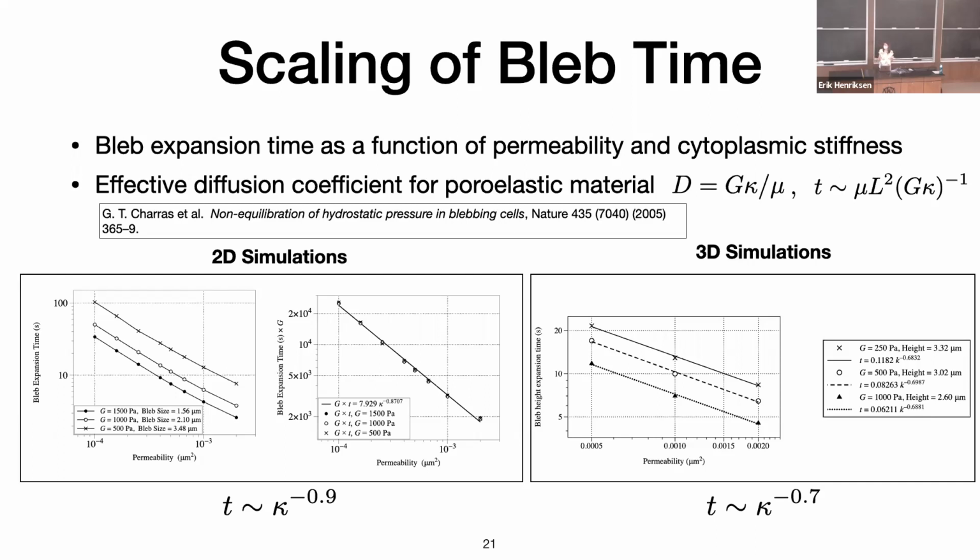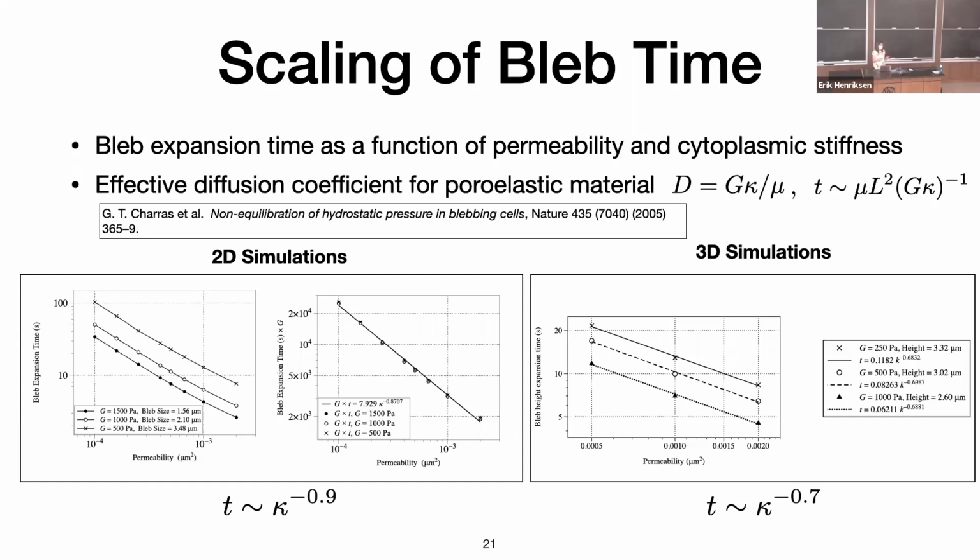Okay, so when I did simulations varying the permeability and the stiffness, what's nice is that they seem to collapse onto a single curve if you multiply the bleb expansion time times the stiffness of the network. And it seems to follow a power law, like the permeability to the minus 0.9, which seems consistent with the scaling argument.